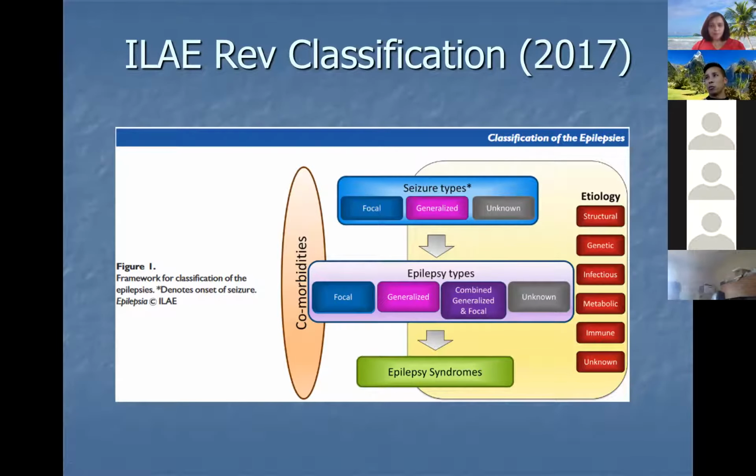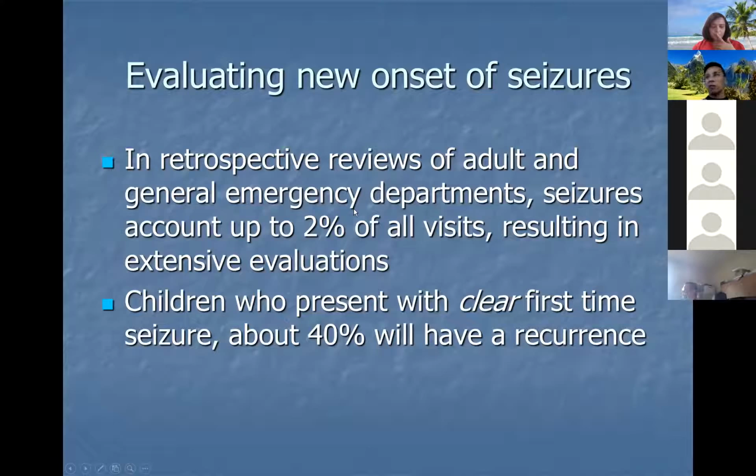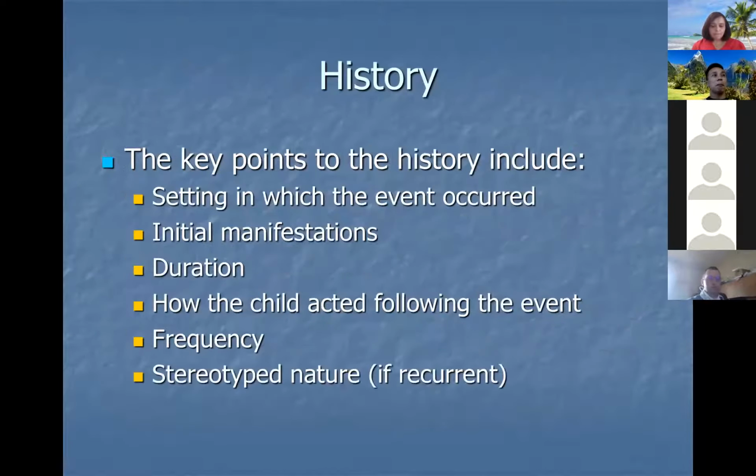Okay, so as far as evaluating new seizures, a lot of this is what many of our community physicians would do. It can comprise up to 2% of all visits in the emergency room, and sometimes, obviously, it can necessitate somewhat of an extensive evaluation. And particularly in the pediatric population, about 40% of children who have one seizure will have another seizure. So about half of our kids that present with a first-time seizure, many of them don't have a second seizure. They just have a one-time event. So that's not uncommon. Key points in history, many of you know this already, so I will not belabor this too much.